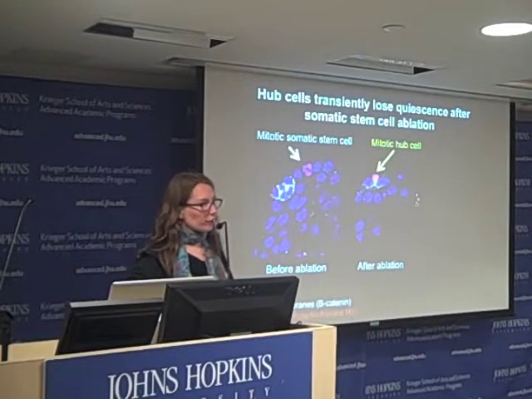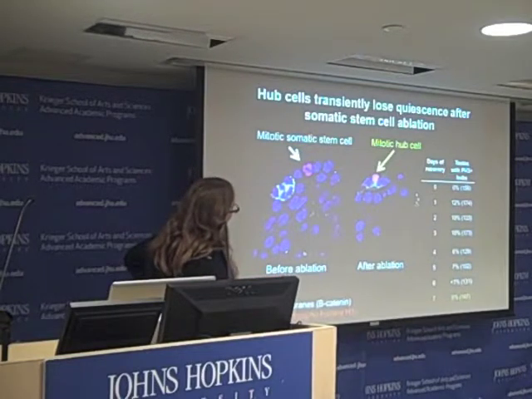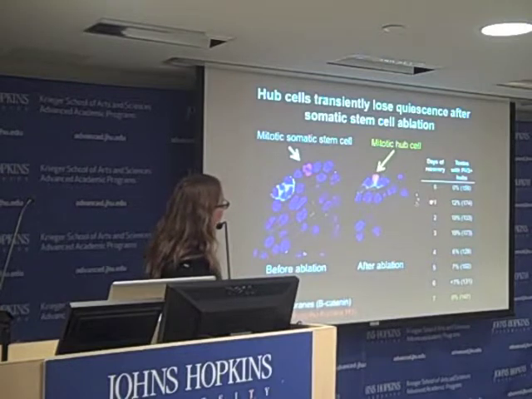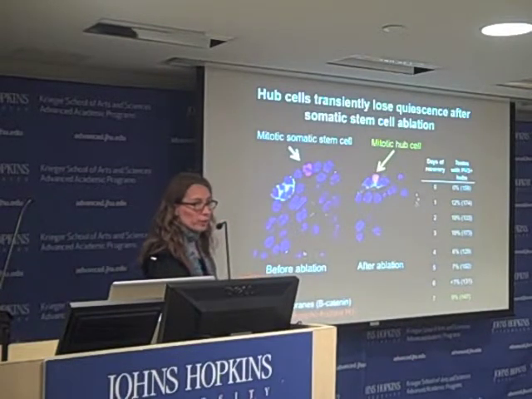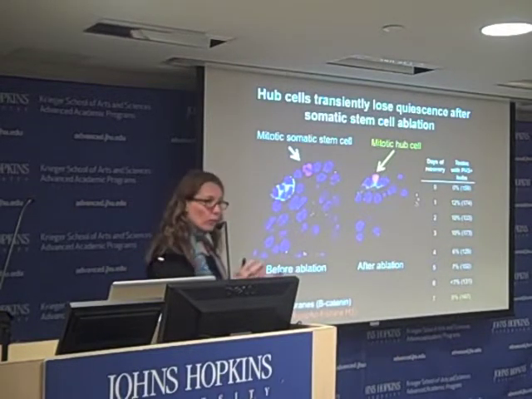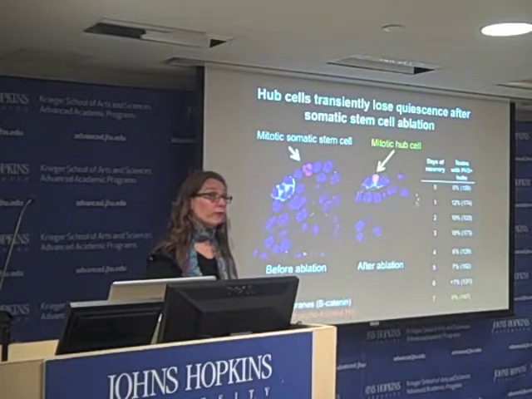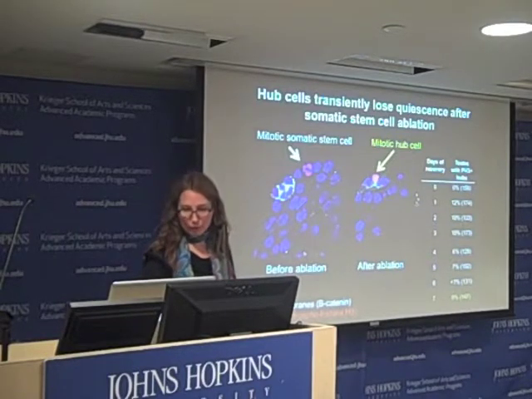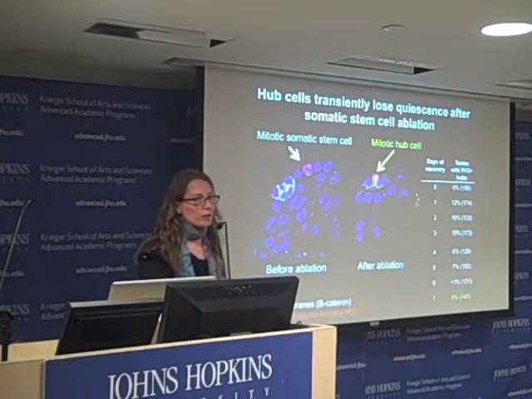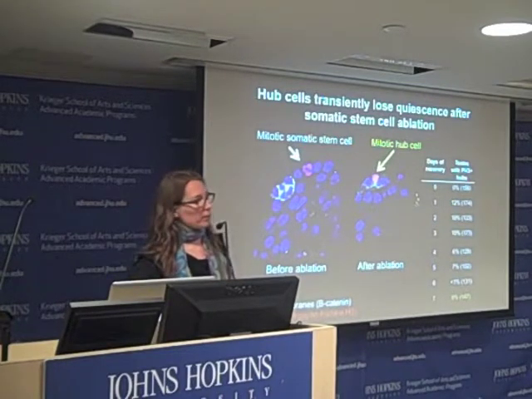So we looked at this for several days, and on the first day we don't see them dividing. They're still quiescent. But the next day we see a change, and about 12% of our testes start to have this phenomenon where we catch hub cells in mitosis, and then it happens for up to about 6 days, but it declines and then it stops. And all the while that this is going on, of course, the tissue is refilling with cells. So that was pretty suggestive that the hub was playing some part in this regeneration of the somatic stem cells.